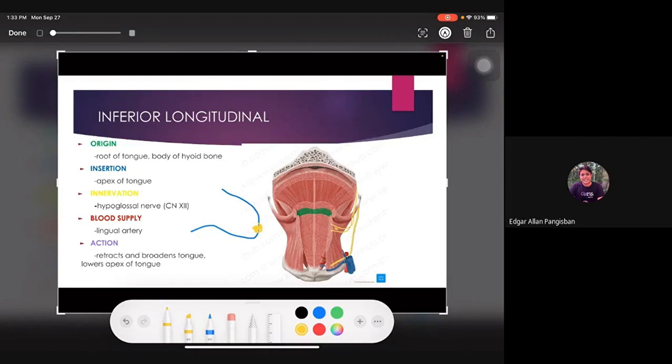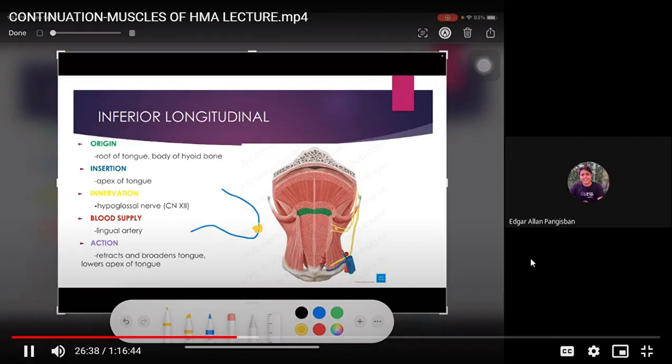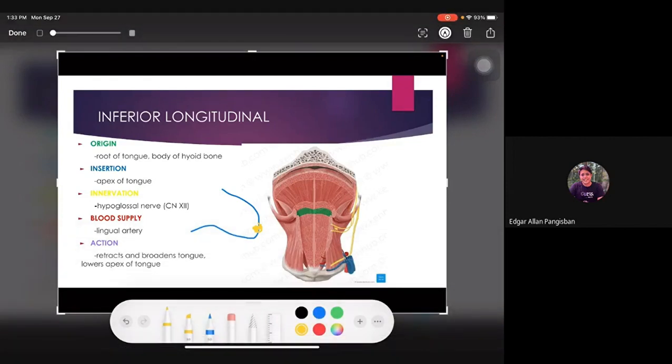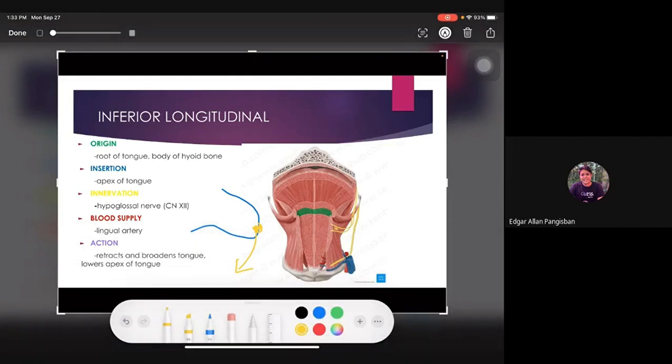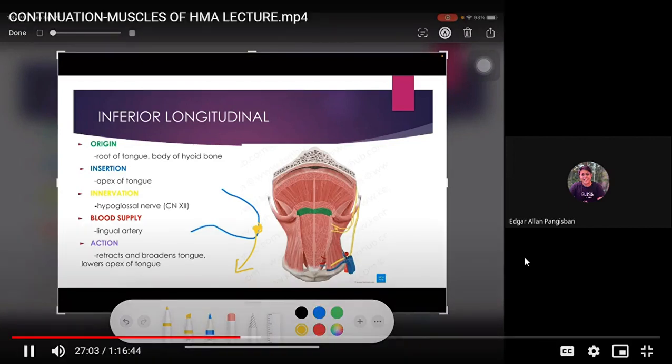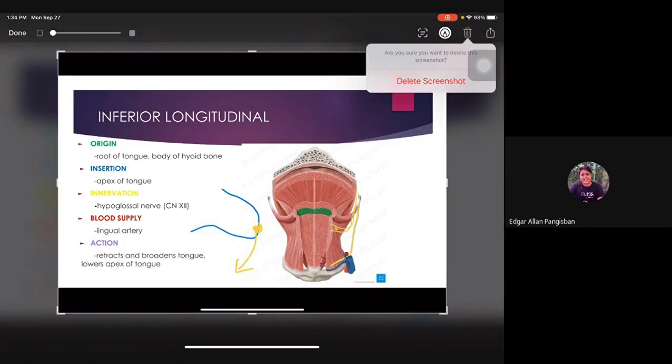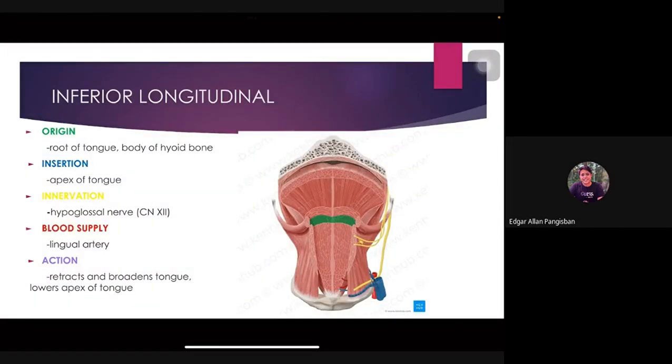But there is one action that they are opposite. If the superior longitudinal will pull the tip of the tongue upward, your inferior longitudinal naman, it will pull the tip of the tongue downward. Okay? So it lowers the apex of the tongue. Again, this is easier to memorize. Pag superior, the tip is upward. Pag inferior, the tip is downward. Kaya nga siya inferior, right? Okay, the innervation and blood supply are always the same: hypoglossal and lingual artery.